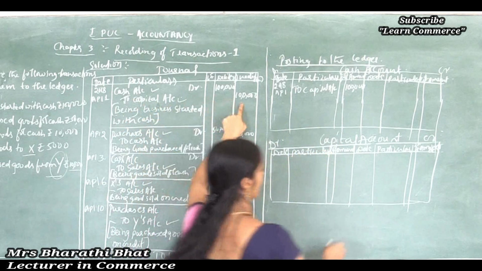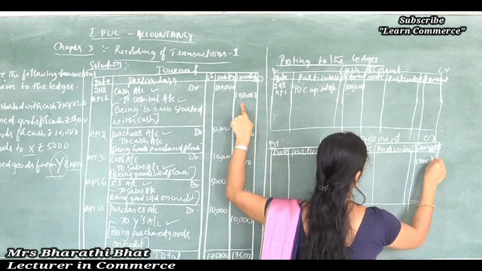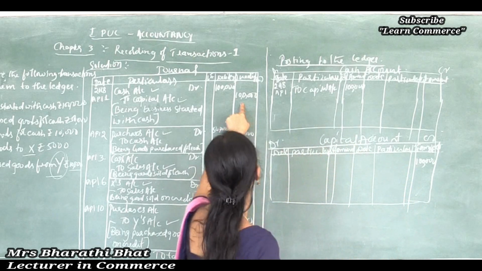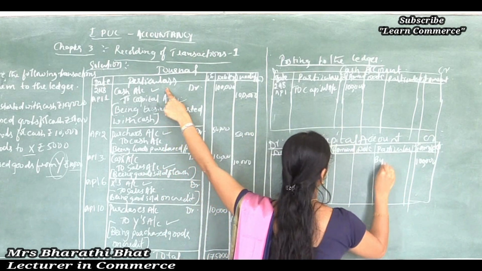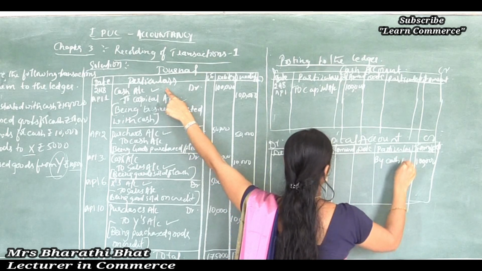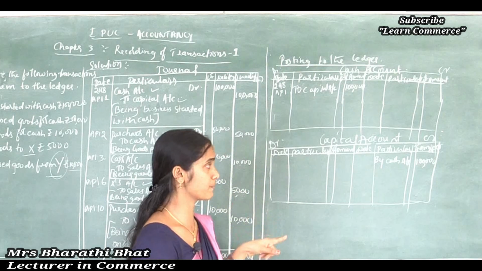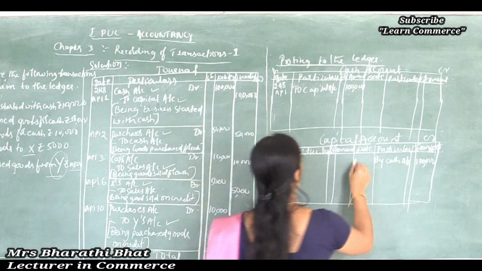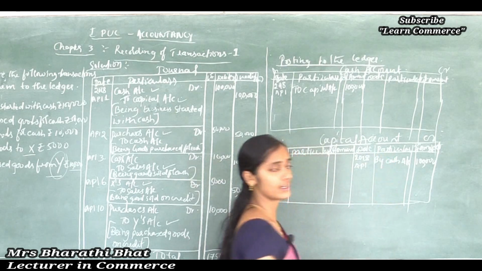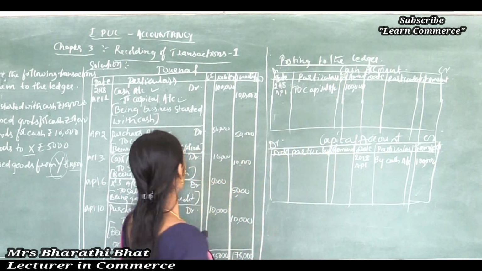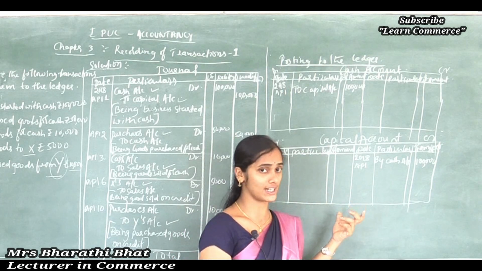Capital account is credited, so we should write the amount on the credit side. The capital amount is credited, and this capital is affected by the cash account. So how can we write by cash account? When we are recording the credit aspect, we need to use the prefix "By", and 2018 April 1st. Clear? So just by seeing this account, we can say the journal entry.